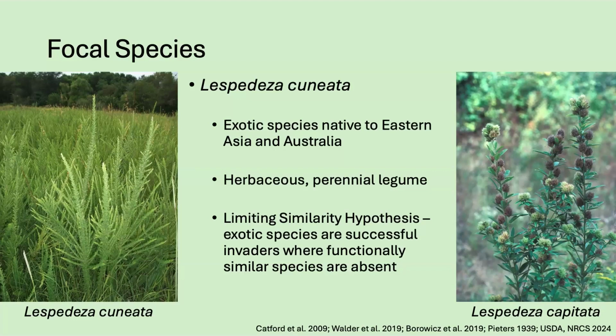The idea here is that an invader is more successful where functionally similar species are absent. In this case, Lespedeza cuneata would be more successful in patches of the prairie where the native congener Lespedeza capitata is not. I'm also going to look at whether Pedicularis plays a role in how cuneata is invading the prairie as well.